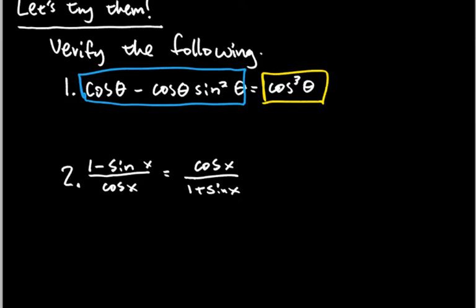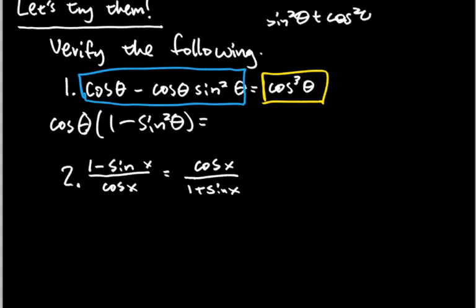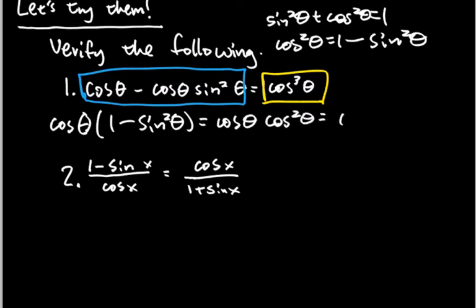Cosine, cosine. We can factor that out. So I'm just going to do that real fast. Cosine of theta times 1 minus sine squared of theta equals... So 1 minus sine squared, remember, we have sine squared plus cosine squared equals 1. If you were to subtract sine squared from both sides, you'll get this. And then you get that. So that means we get cosine squared here. So we have cosine times cosine squared theta. That's the same thing then as cosine cubed theta. So we have verified that the blue leads to the yellow.